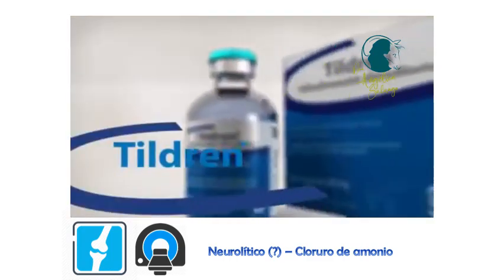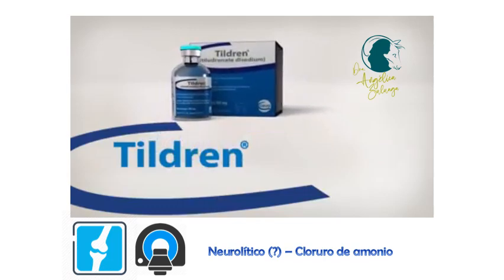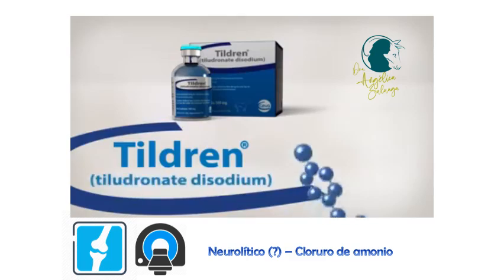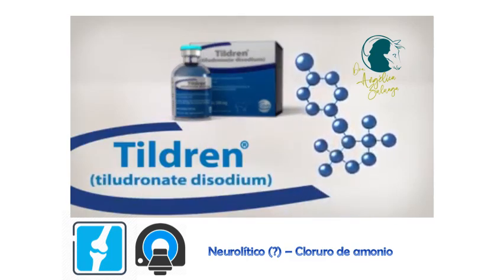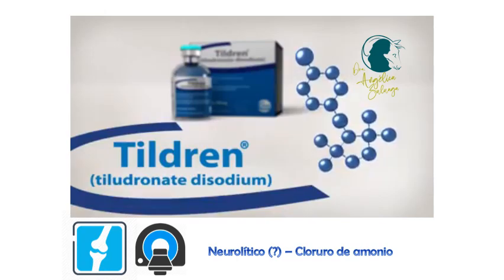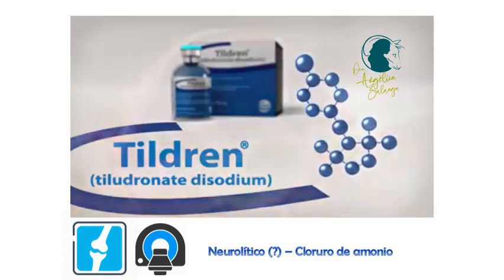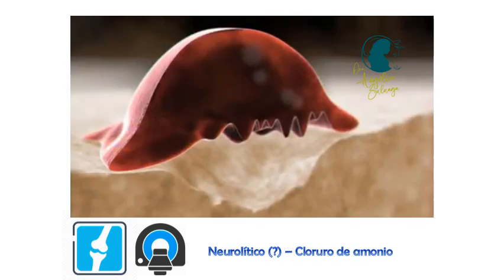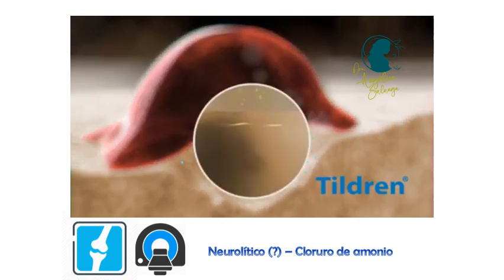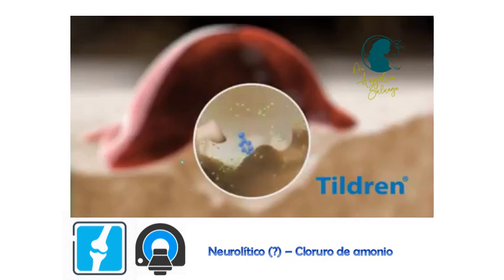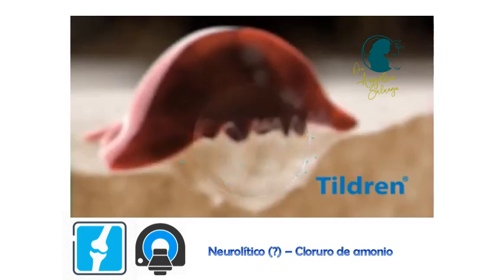Tildren is the first approved medication in North America to control the clinical signs associated with navicular syndrome in horses. The active ingredient in Tildren is tiludronate disodium, a bisphosphonate that achieves its effect by controlling bone resorption. Following IV infusion, Tildren travels through the bloodstream and binds to the mineral matrix of the bone. The acidity of the remodeling environment causes the release of Tildren from the bone matrix into the resorption space.